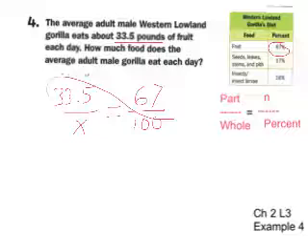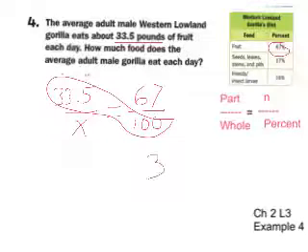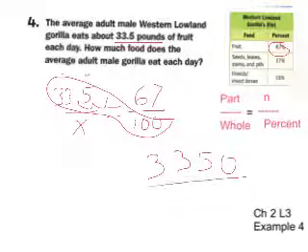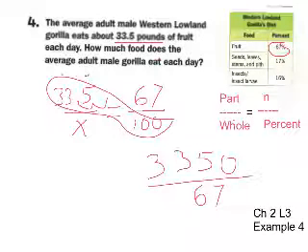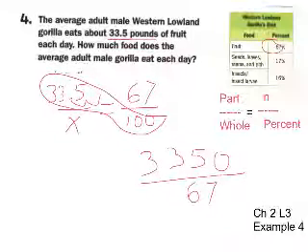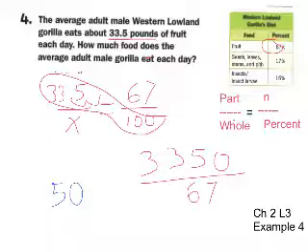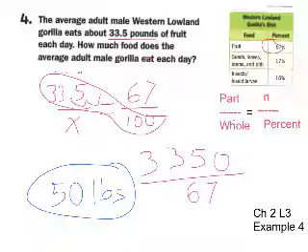So I'm going to start by multiplying those right here, which will turn out shifting my decimal over twice, 1, 2. So 3,350 divided by 67. So I will work that out and check it. And I have found that 3350 divided by 67 gives me a value of 50, which means that the adult male gorilla eats about 50 pounds of food each day.